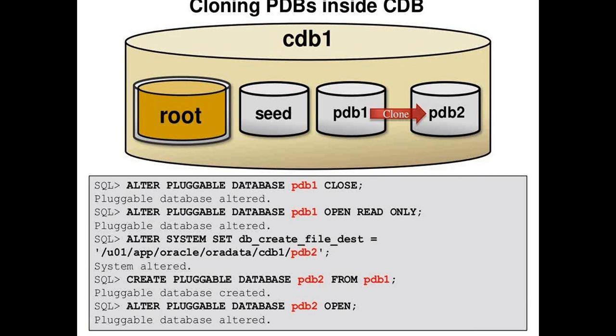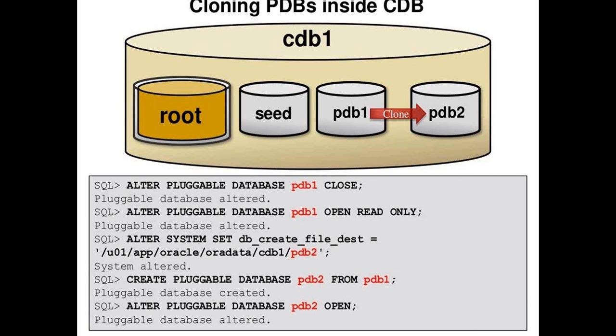You can create PDB1 from the seed, PDB2 from the seed, and the next option is you can create a clone from PDB1. For example, in this diagram we are creating a PDB2 clone from PDB1. To create the clone of PDB2 these are the steps you need to follow. First, close this pluggable database 1. The command is alter pluggable database PDB1 close. Before that you need to log in with the sysdba user. Then after closing this database you need to open it in read only mode: alter pluggable database PDB1 open read only.